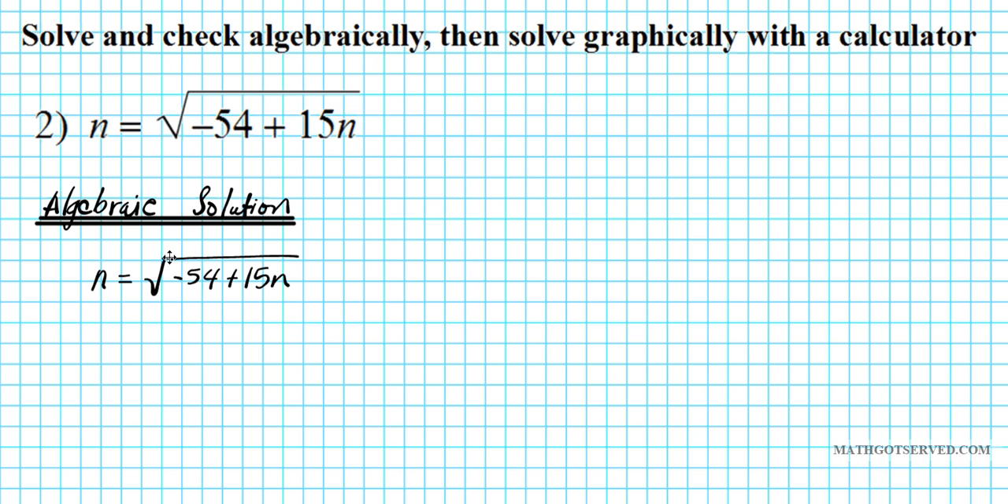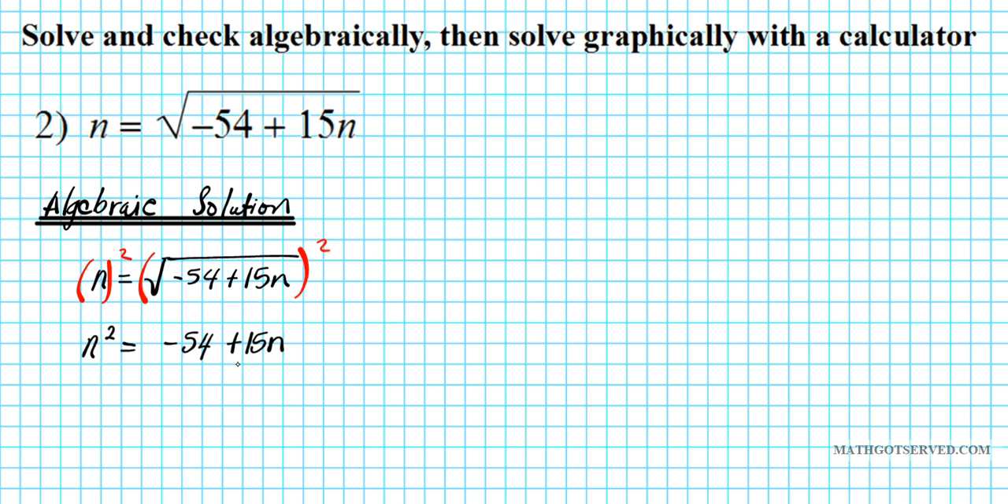Okay, so we have n equals the square root of negative 54 plus 15n. The goal for solving radical equations is always to eliminate the radical wherever possible. So we have a radical isolated on the right side and a variable on the left side. So we will simply square both sides of our equation. On the left side, we'll have n squared. On the right side, the square and square root are inverses, so they cancel each other out. You have negative 54 plus 15n.